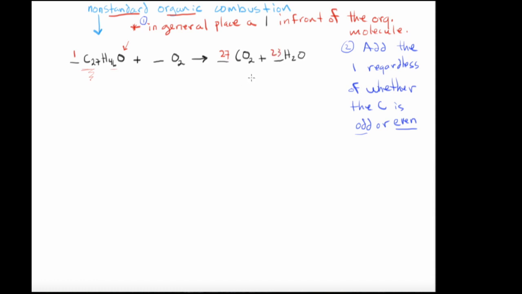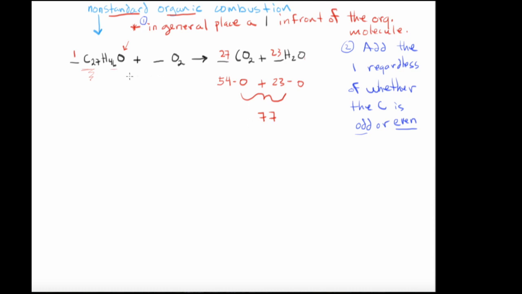Now we need to count the oxygens that are on the product side of the reaction, and for the CO2s, we're going to have a total of 54 O's, right? Because it's 2 times 27. And for the hydrogens, we're going to have 23 O's, because the O here is represented by a subscript of 1. All right, so there's going to be 23 O's. The grand total here, when we add them up, right, and we need to do that, we need to sum them together, is 77.